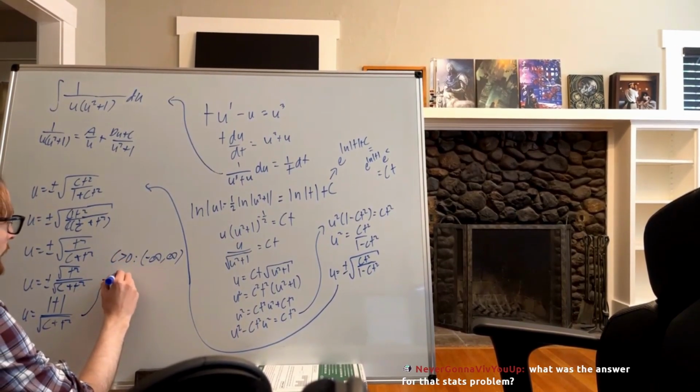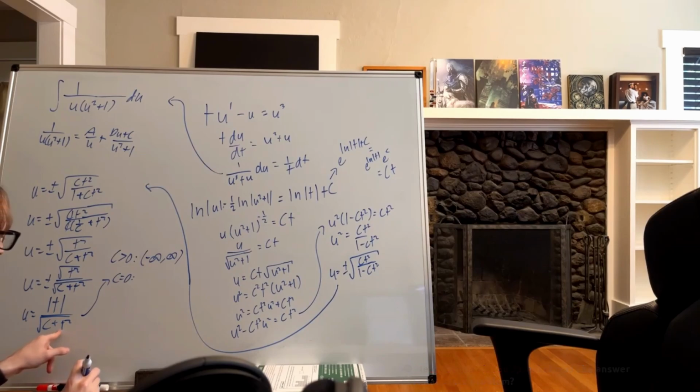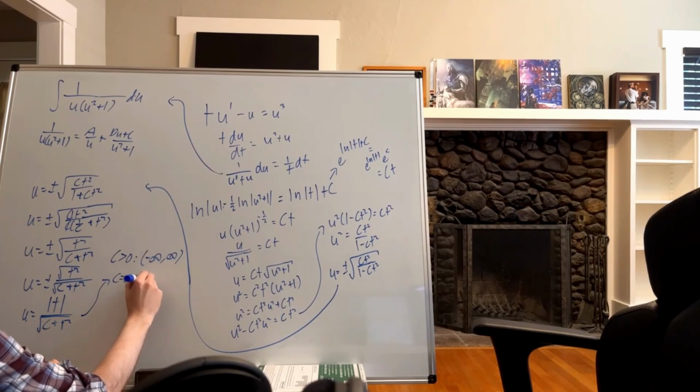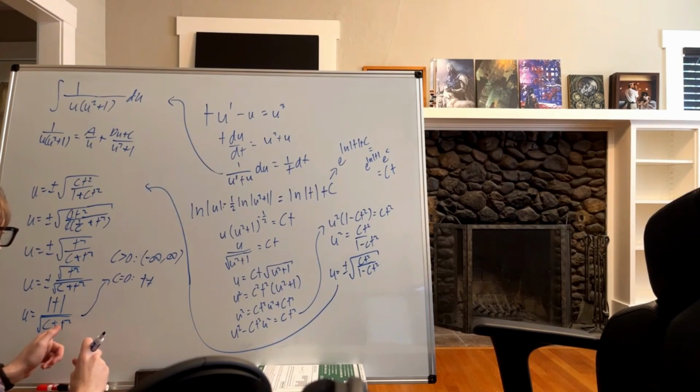If c equals 0, this is still valid for anything except when t equals 0. Because when t equals 0, we end up with 0 in the denominator. Every other situation... Oh, wait, no. t can equal 0. Oh, and that's fine, yeah. Everything else is fine.